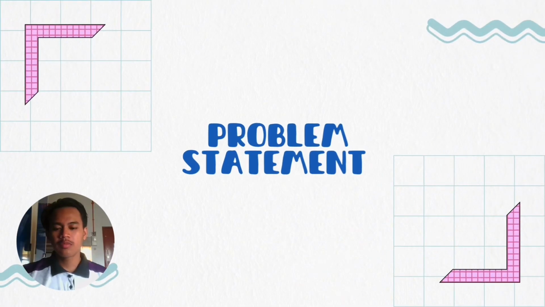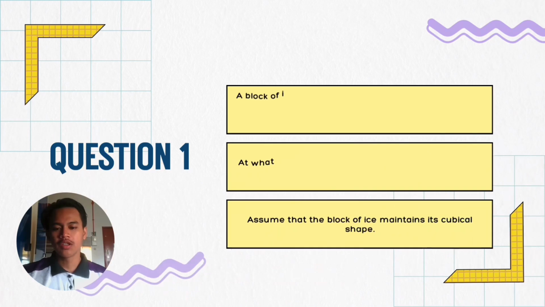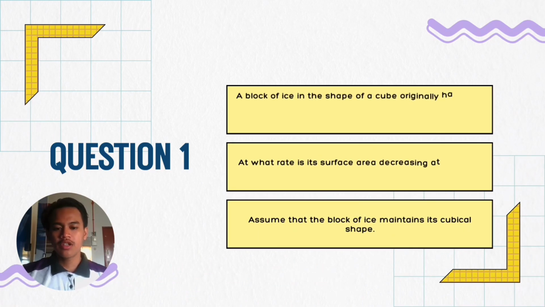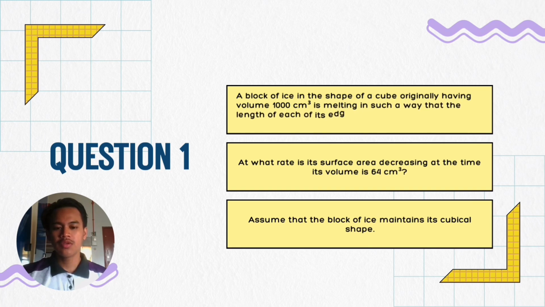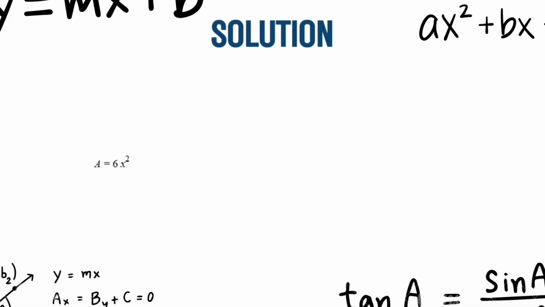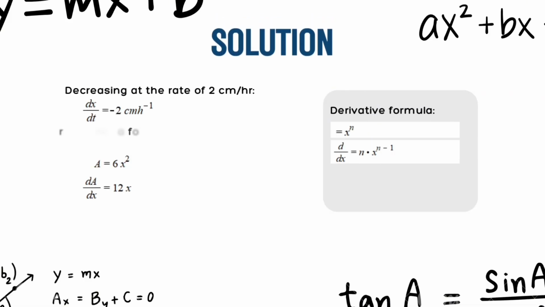Okay, let's go to the problem statement. Question 1. A block of ice in the shape of a cube, originally having volume 1000 cm3, is melting in such a way that the length of each edge is decreasing at the rate of 2 cm per hour. At what rate is its surface area decreasing at the time its volume is 64 cm3? Assume that the block of ice maintains its cubical shape. Let's solve the question together.